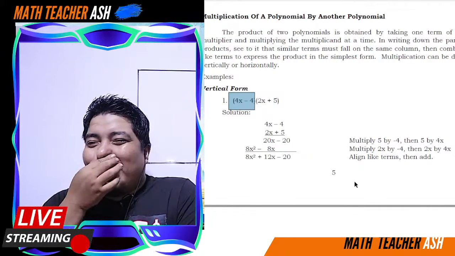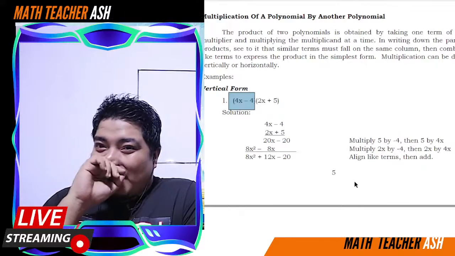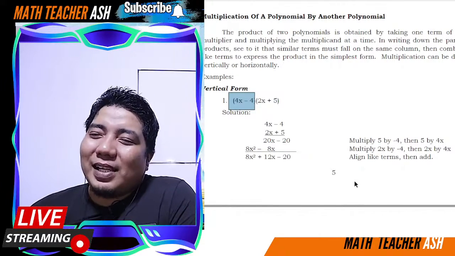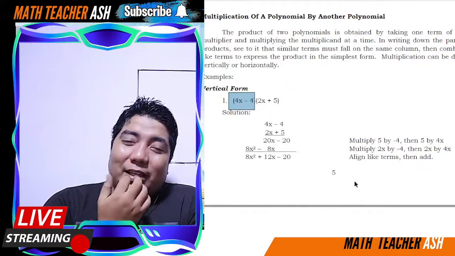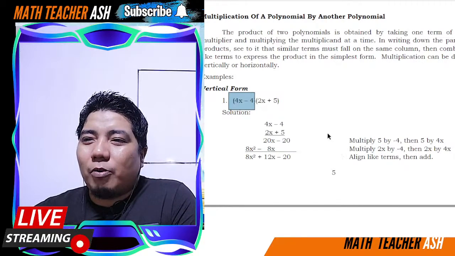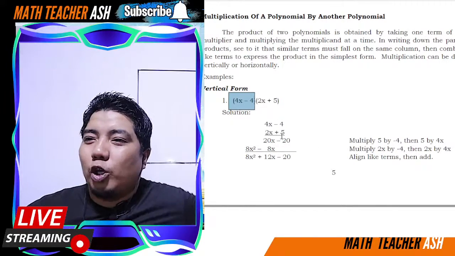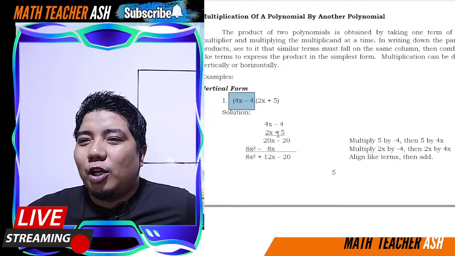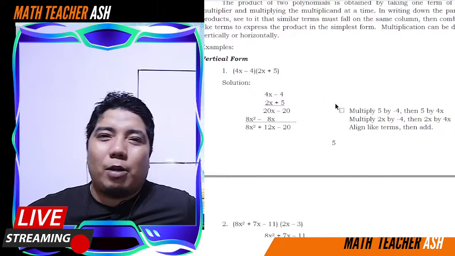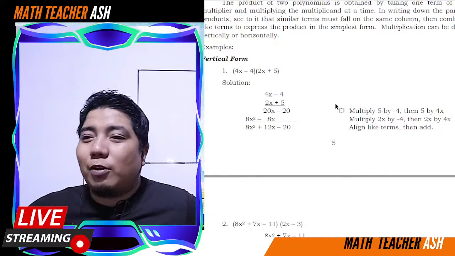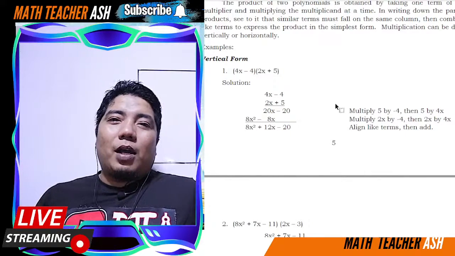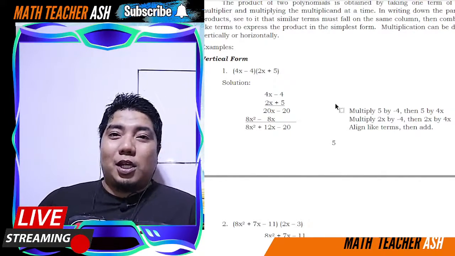Excuse me. Alright, ganyan talaga pag live. Alright. So, if this is the case, now if you use the vertical form, my dear math learners, ang gagawin mo lang ay isulat siya patayo. So, you have 4x minus 4, 2x plus 5. Okay, so paano ba mag-multiply ng ganito? Okay, so ganito lang. Para ka lang nag-multiply ng mga numbers with 2 digits, 3 digits, ganun.